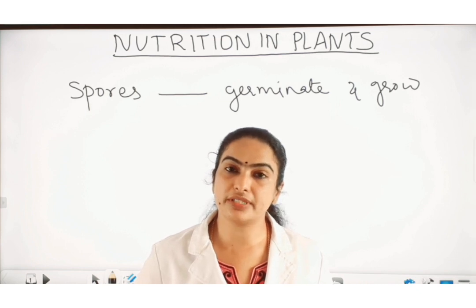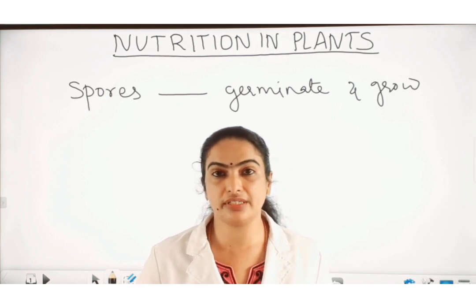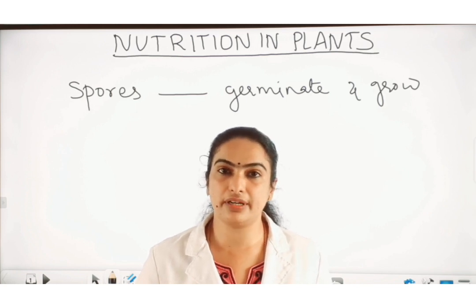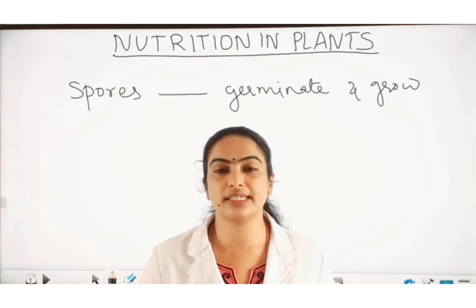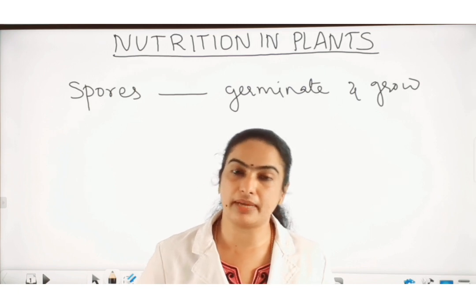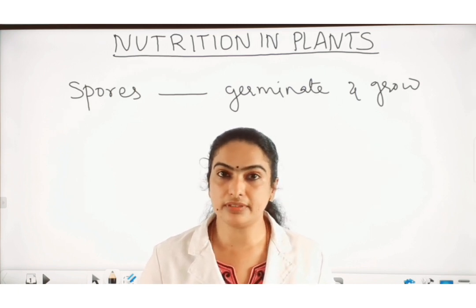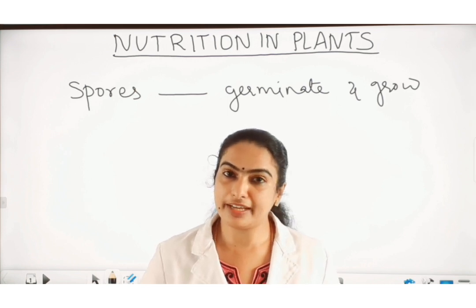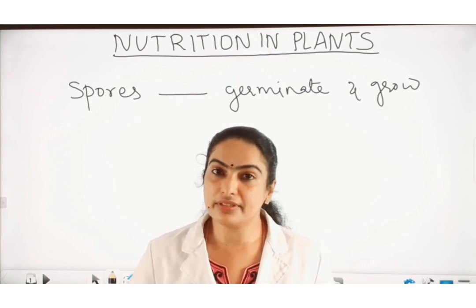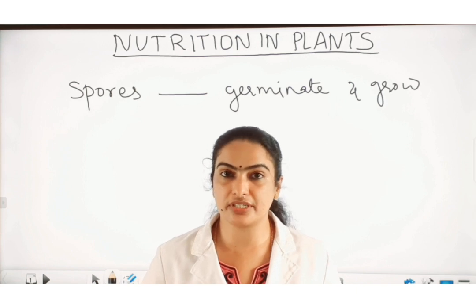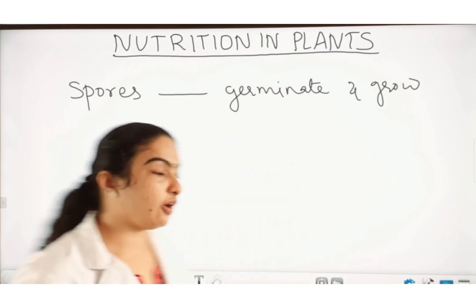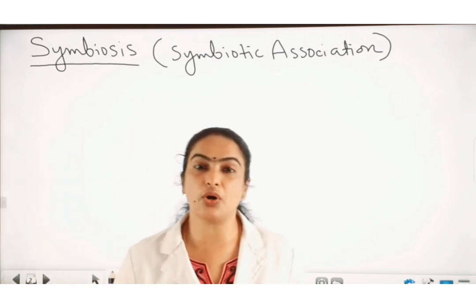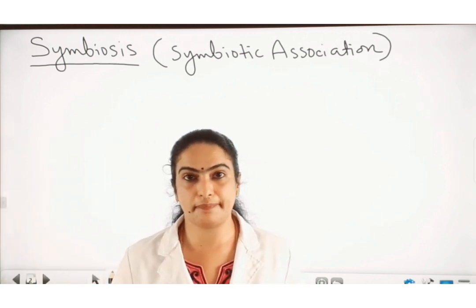So what is saprophytic nutrition or saprotrophic nutrition? The nutrition in which organisms derive their food or nutrients from dead and decaying matter. Example, mushroom, fungi. Is it clear? Next we can see another method of heterotrophic nutrition, that is called symbiosis. So here we can see symbiosis or symbiotic association.